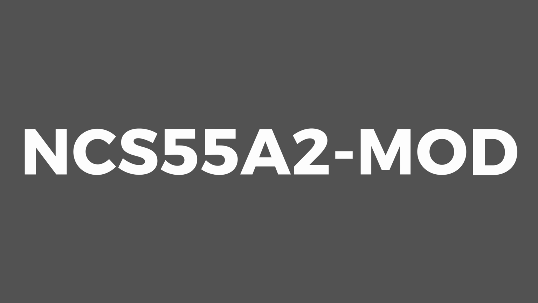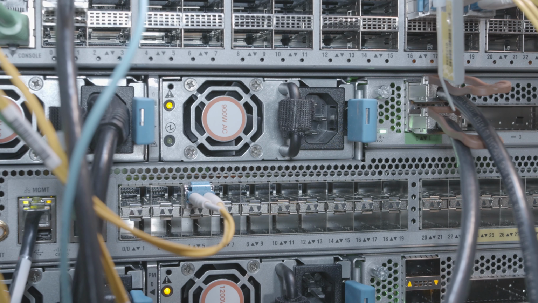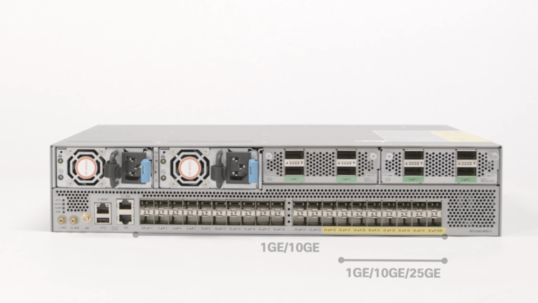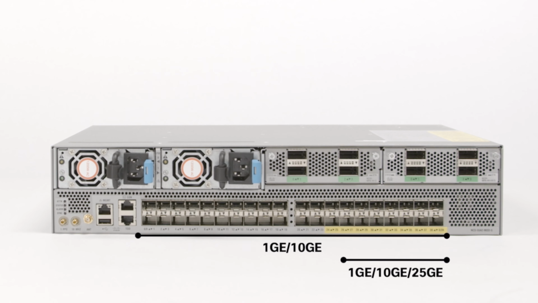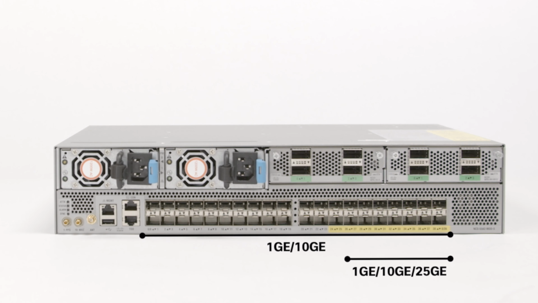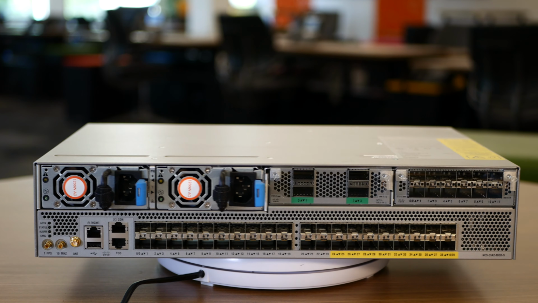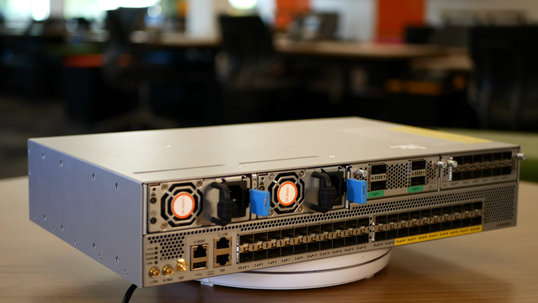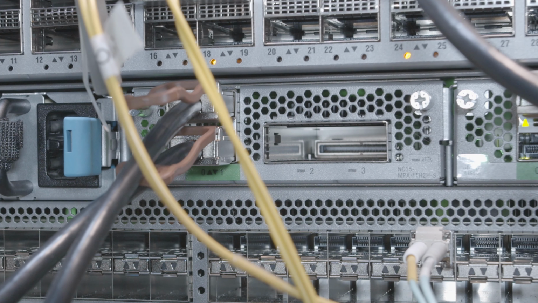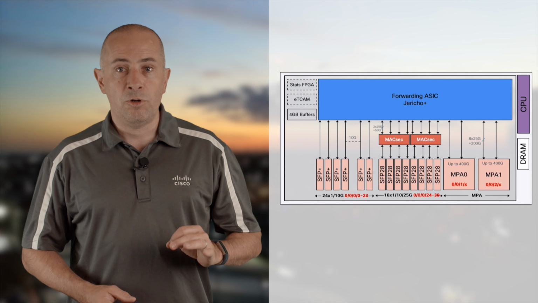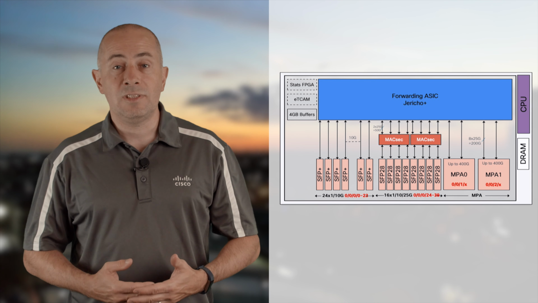NCS 55A2-MOD, first 40 SFP ports fixed, and a third of them can also be used at 25 gig. Of course, all can do 1 or 10 gig. These ports are fixed and present in the bottom part. Above them we have 2 bays, optionally populated by MPAs. These modular port adapters will offer 1/10 gig SFP, 100 gig gray QSFP, or 100 to 200 gig CFP2 ports. The NCS 55A2-MOD exists in multiple versions, scale or not, hardened, or with conformal coating. All are powered by a single Jericho Plus, and it's also slightly oversubscribed.